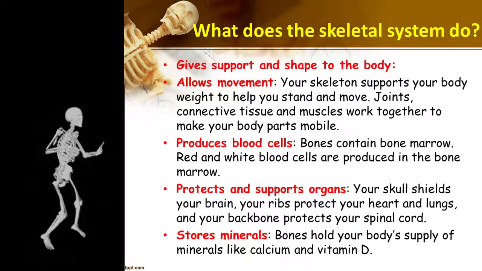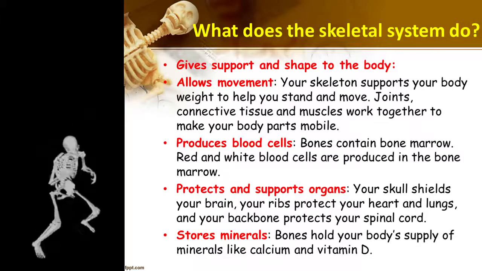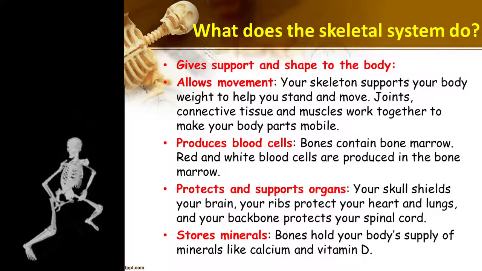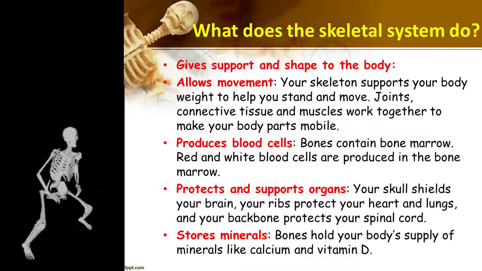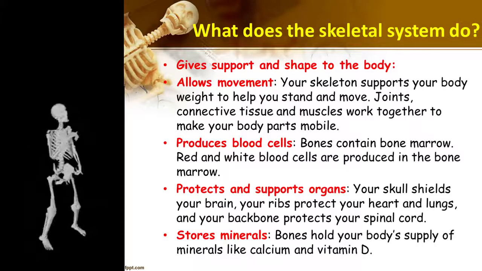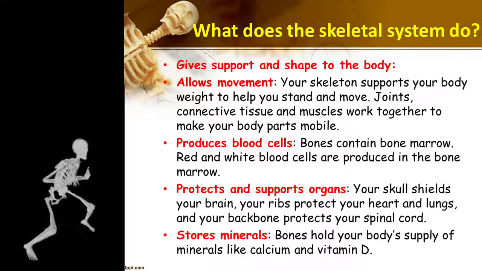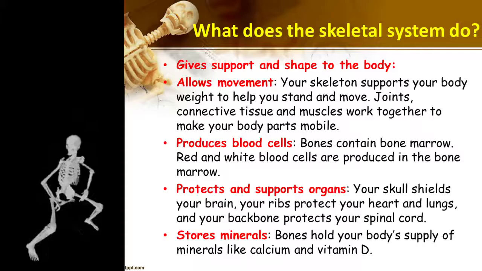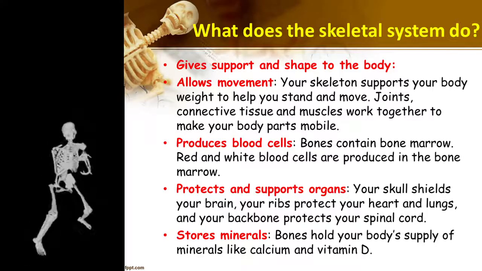The skeleton gives support and shape to the body. It also allows movement. Your skeleton supports your body weight to help you stand and move. And the joints, connective tissues, and muscles work together to make the body parts mobile. The skeletal system produces blood cells. Bones contain bone marrow, and it is where the red blood cells and white blood cells are manufactured.